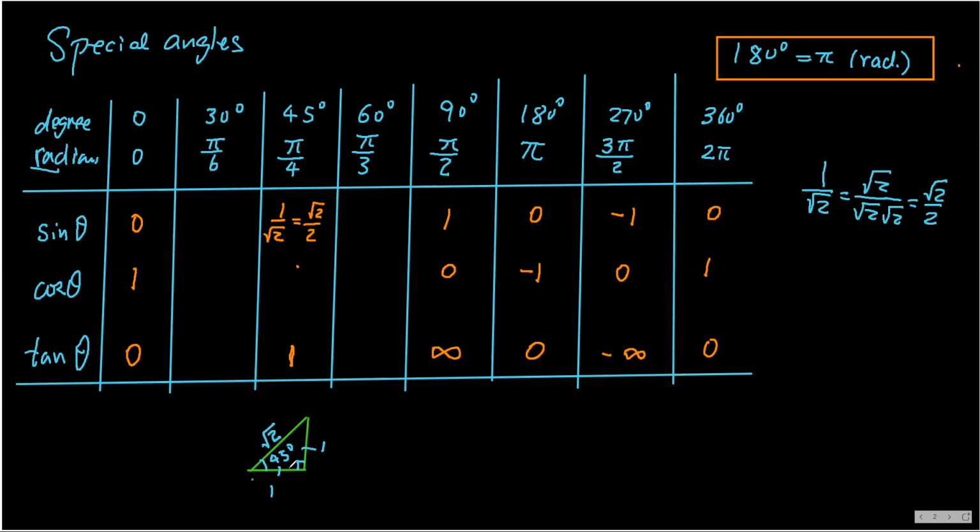How about the cosine? Cosine is adjacent over hypotenuse, 1 over square root 2. Yeah, it's the same. Now, in this case, I just write the number for convenience. People use this often, okay? You know it's the same. It is 1 over square root 2.